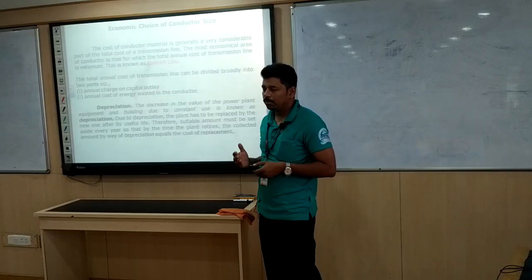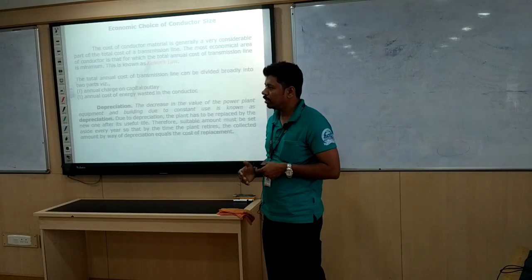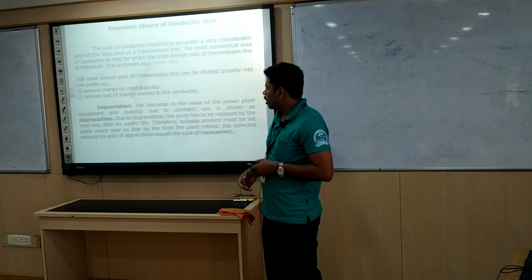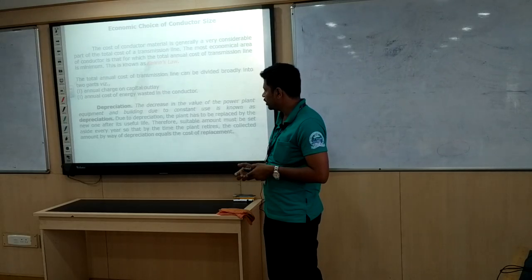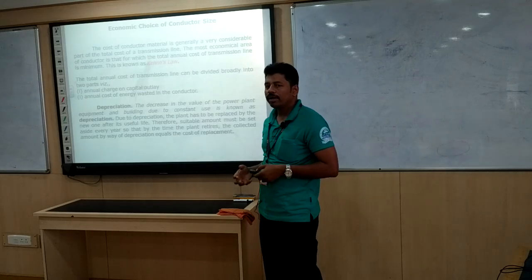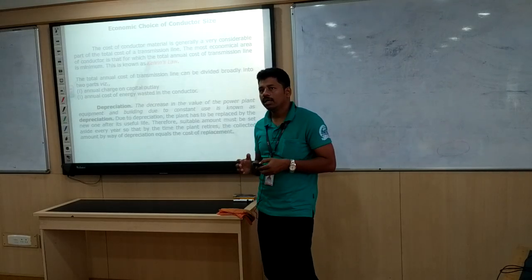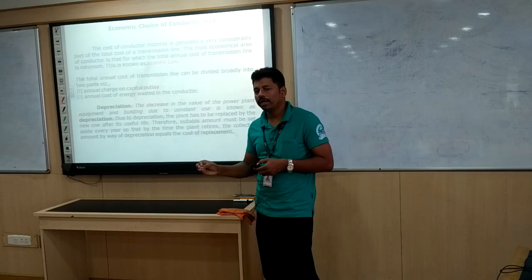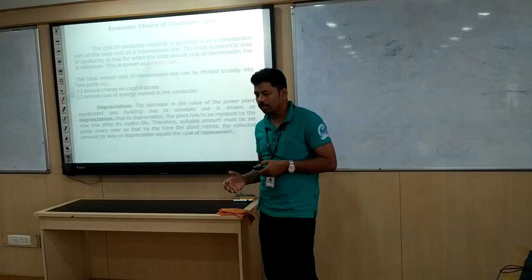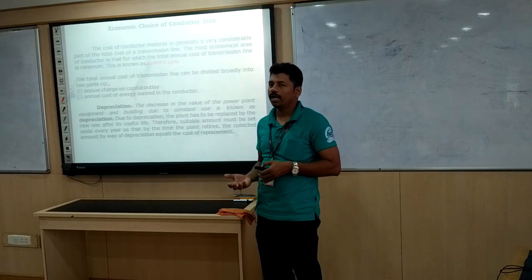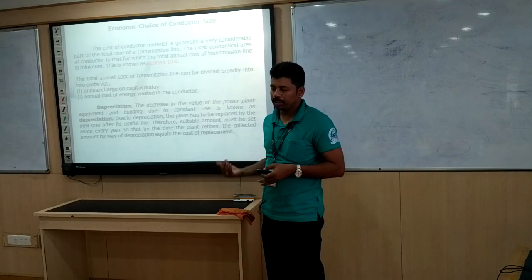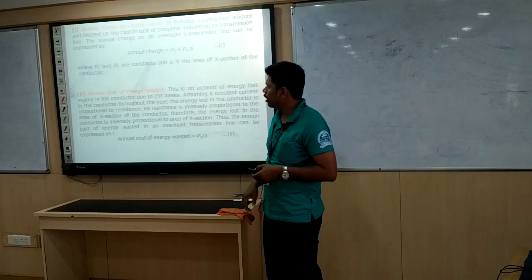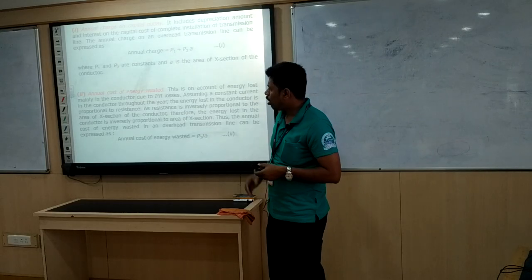There are many drawbacks in Kelvin's law in practical implementation. Depreciation, the decrease in the value of the power plant, equipment and buildings, is called depreciation. Due to depreciation, for example, a plant designed for 200 megawatt may be a 10 years old plant. If you go and measure its maximum generation capacity, it may generate only 180 or 190 megawatt because of depreciation. So aging is a factor. Then, how do we find the annual charge?